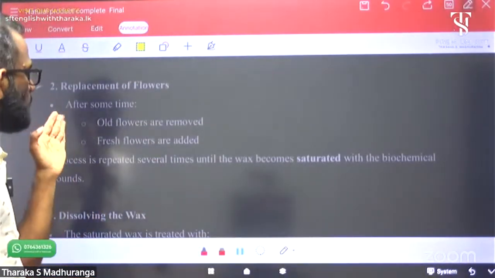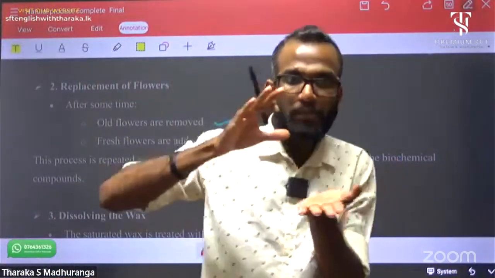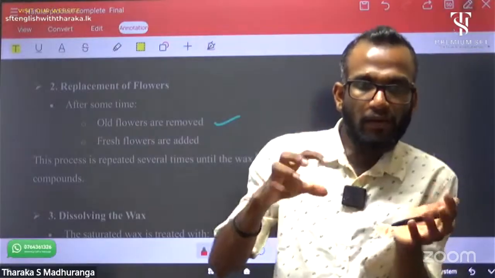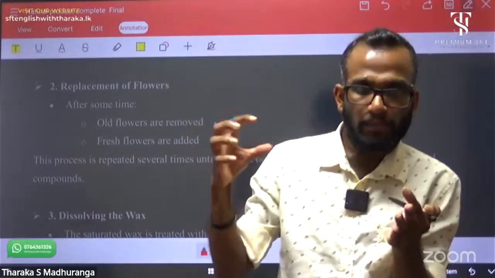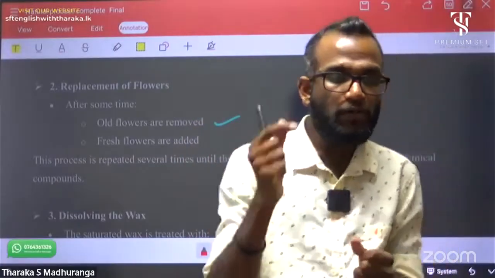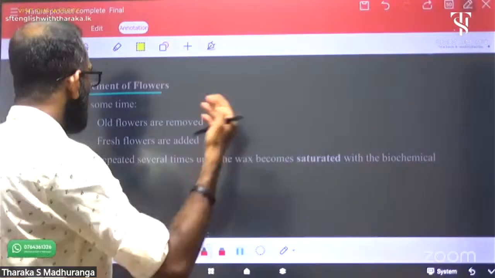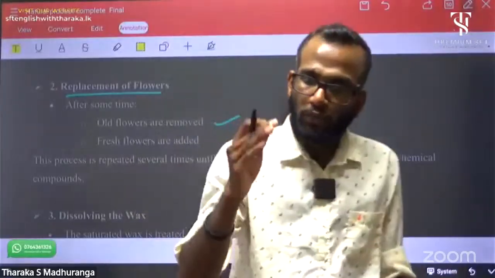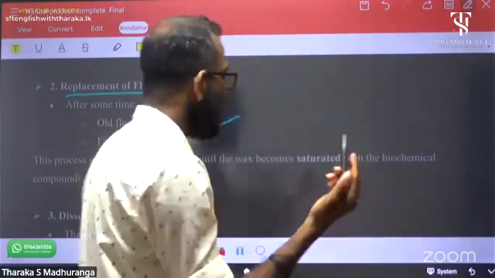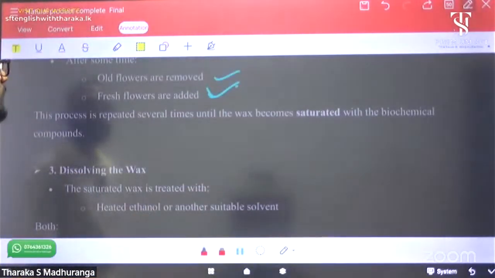After some time, we can remove all the flowers. That's an additional process. If you want a rich compound, if you want to enhance the number of compounds, we can use this replacement process. That means in this experiment, after 12 hours, we can remove all flowers and add fresh flower petals again. That's the additional step. This process is repeated several times until the wax becomes saturated.